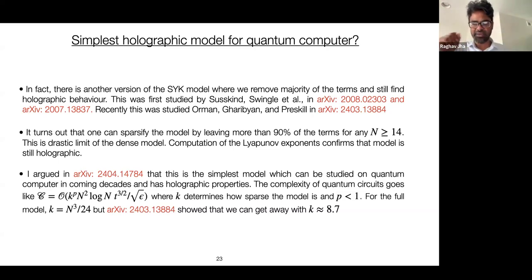I start randomly removing the terms from that Hamiltonian. And this is what is called the sparse SYK model. This was first studied in this paper by Susskind and Swingle, and the other paper, which is a July 2020 paper. But this was also studied recently in this paper from 2 months ago. And the whole point was that it turns out you can actually sparsify the model quite a lot. In fact, for n greater than 40, you can throw away 90% of the terms in the dense SYK Hamiltonian, and you can still have reasonable holographic connection.